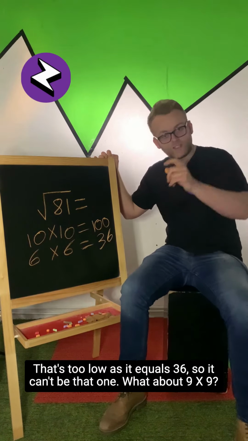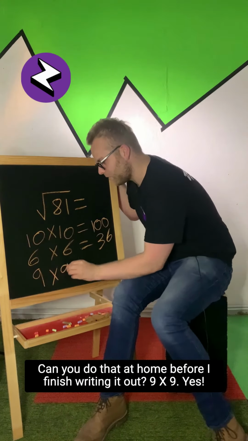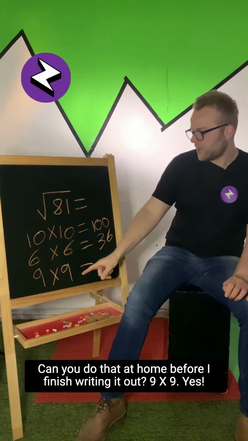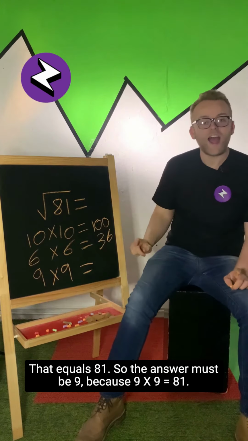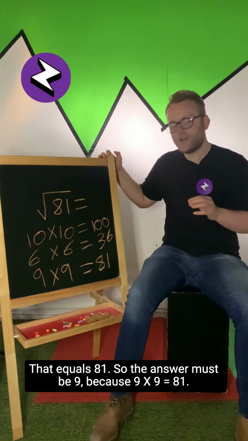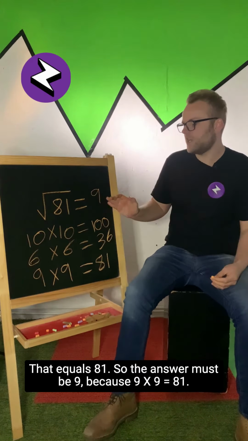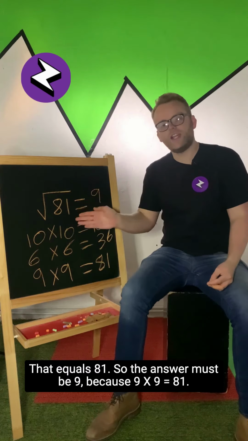What about 9 times 9? Okay, see if you can do that at home before I finish writing it out. 9 times 9, yes, that equals 81. So the answer must be 9, because 9 times 9 equals 81.